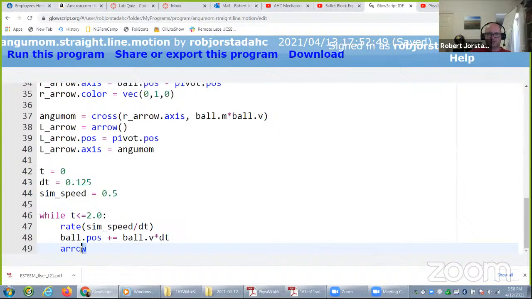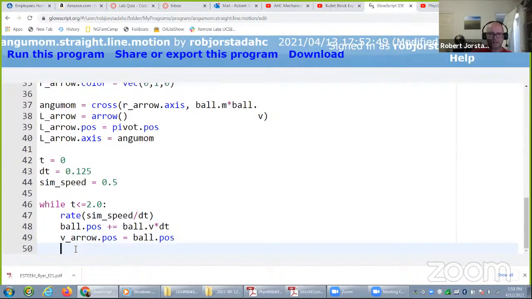In this case, actually, the velocity is not going to change. So I don't think anything is going to update with the angular momentum, right? However, we would say the arrow's position should have to equal the ball's new position, right? And we're going to have to calculate a new value of R. So R arrow dot axis would have to be recomputed.